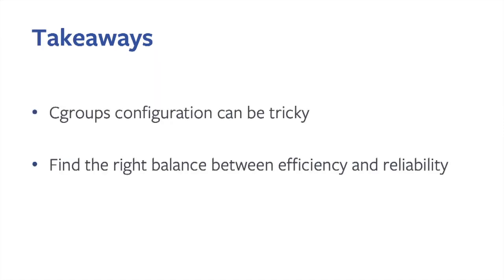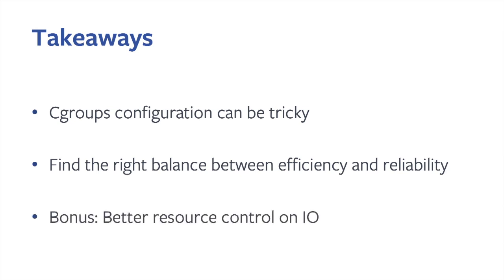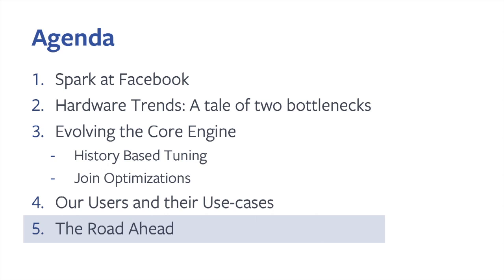So takeaways from this were: Cgroup configuration can be tricky. Finding the right balance between efficiency and reliability is really important. And a bonus was, well, we need better resource controls on I/O as well, because that's a resource that we haven't thought about. Now, this is all very interesting.